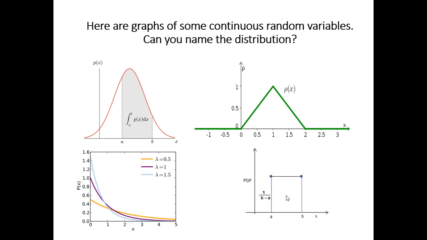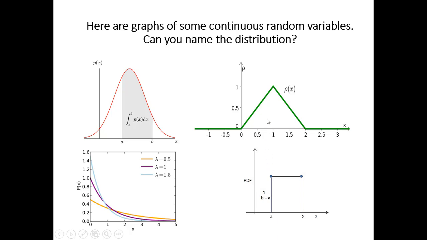What distribution do you have when you have a horizontal line? Let's say from A to B. Well, this is the graph of a uniform distribution, right? And the height of this horizontal line would be 1 over B minus A.